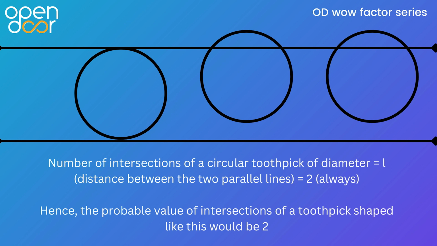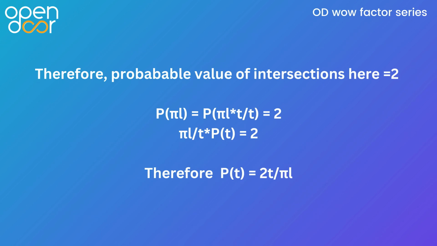And then if you want to apply this to a toothpick of length t, say, then you multiply and divide by t inside the probable value formula, like so, and then you apply the summation formula that we just saw previously, where we saw adding multiple toothpicks together, and you will get 2t by pi l as the probable value of intersections of a toothpick of length t.